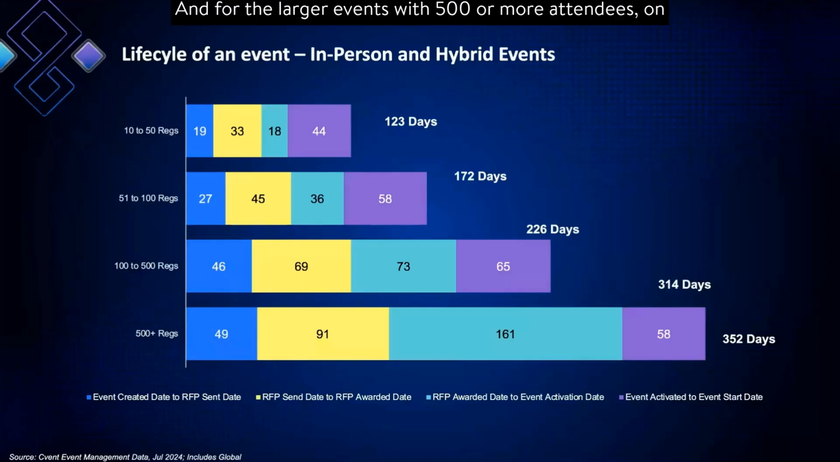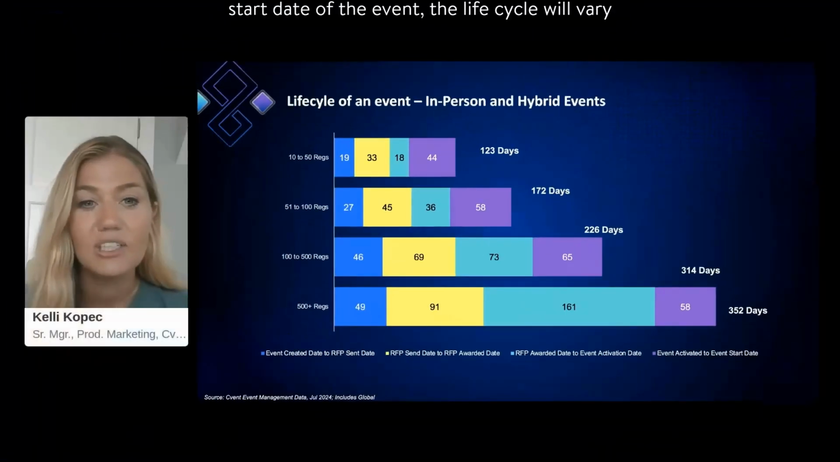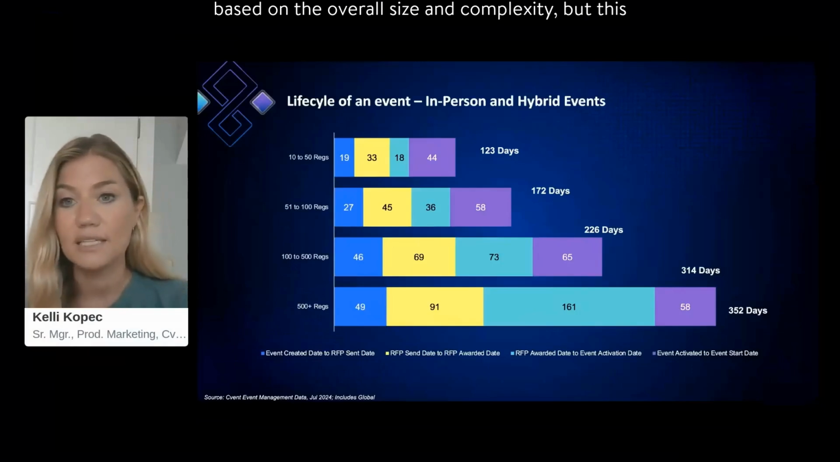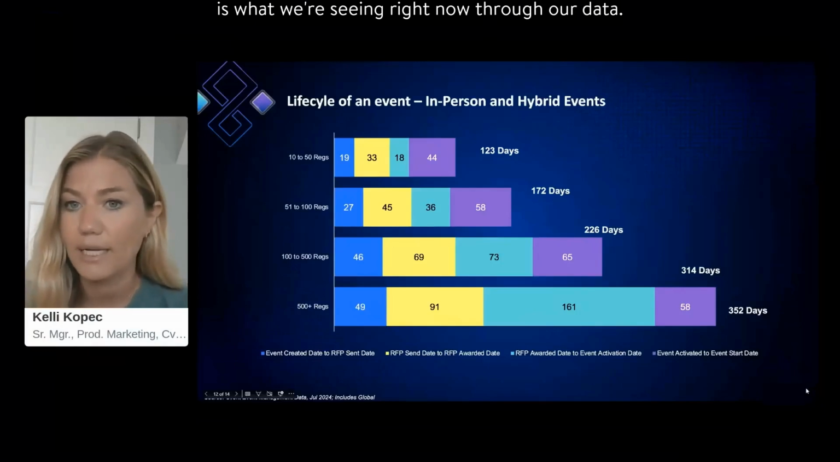And for the larger events with 500 or more attendees, on average, planners are starting the process 1 year out, sending out the RFP approximately 300 days from the event, and taking about 91 days to award the RFP to a venue. So from the creation of an event in Cvent to the start date of the event, the life cycle will vary based on the overall size and complexity, but this is what we're seeing right now through our data.